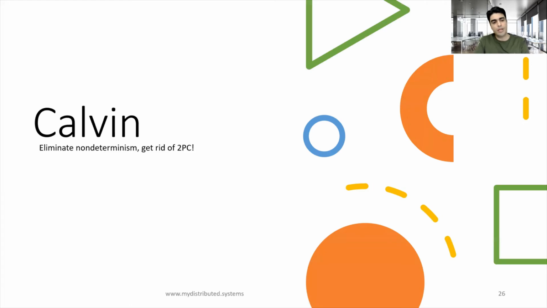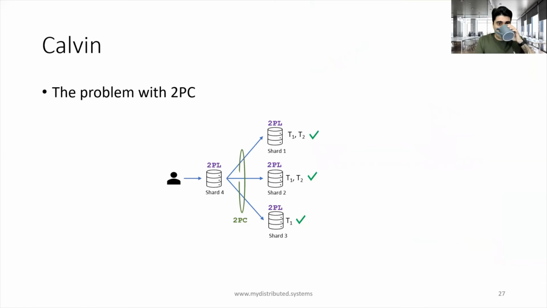Okay, so now let's go to the second solution to this problem, the problem of providing strictly serializable distributed transactions for replicated and partitioned systems. Okay, so we said by a combination of 2PC and 2PL, we can achieve strict serializability, and that is great.